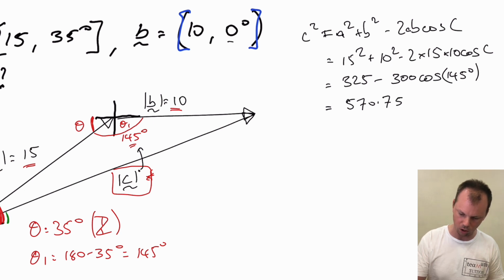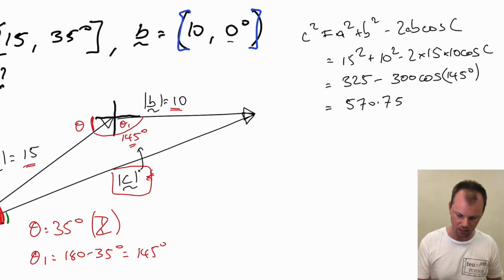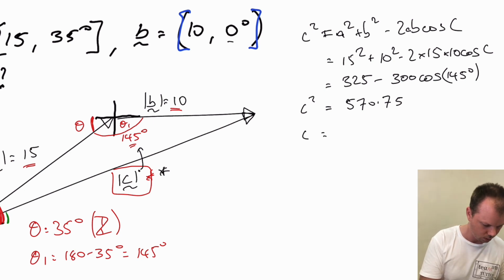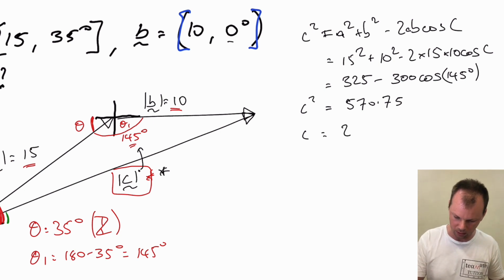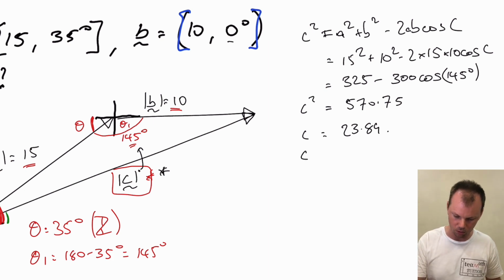570.75. Now a common error is to leave it like this, but if I look at my picture, it's obvious that this length is not 570. This is actually c squared. So c is the positive square root. And we get 23.89. So that represents our magnitude of the vector c.